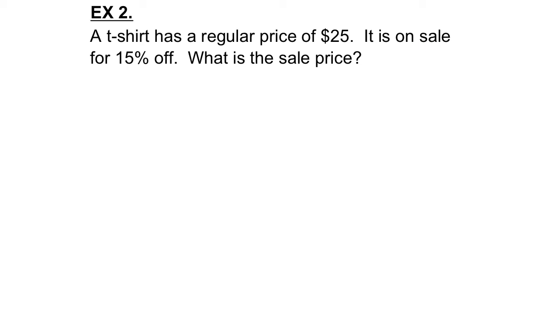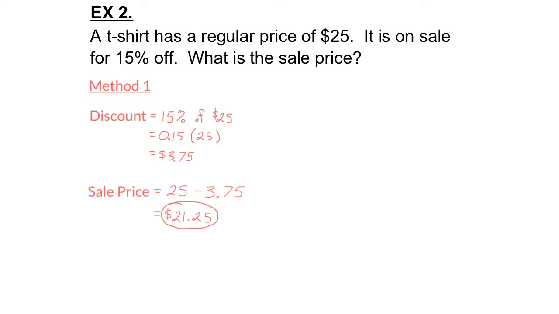So we know that we're going to take 15% of the regular price, and that's how much the regular price decreases by. So I'm going to show you two methods to solve this problem, and they're both equally valid. You pick whichever method makes the most sense to you. In the first method, I'm first going to find the discount. Well, the discount, it's 15% of the regular price, 15% of $25. So I calculate that by taking 0.15 times 25. It ends up being $3.75.